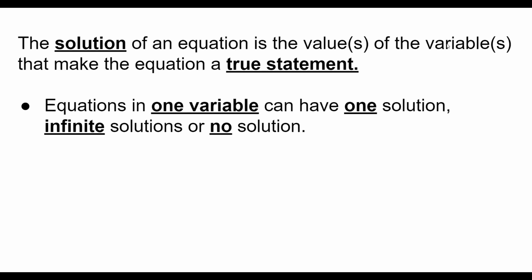So the solution of an equation is the value or values of a variable that make the equation a true statement. So remember when I talk about seeing if a system is true, that means you get something at the end that makes sense. Like if 3 equals 3, that is true. You know for a fact that 3 in fact does equal 3. Equations in one variable can have one solution, infinitely many solutions, or no solution.